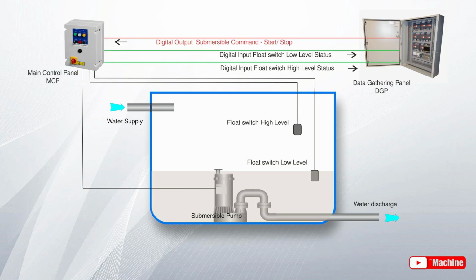Anytime the DGP receives a high or low level status, a digital output is sent back to the MCP, giving the submersible pump a command to start or to stop. So from the DGP, it will send a digital output to run or to stop the submersible pump. As we discussed earlier, the controller logic program will enable that sort of operation. And from the MCP, it will send another digital input signal to the DGP to indicate whether the submersible pump is running or not.